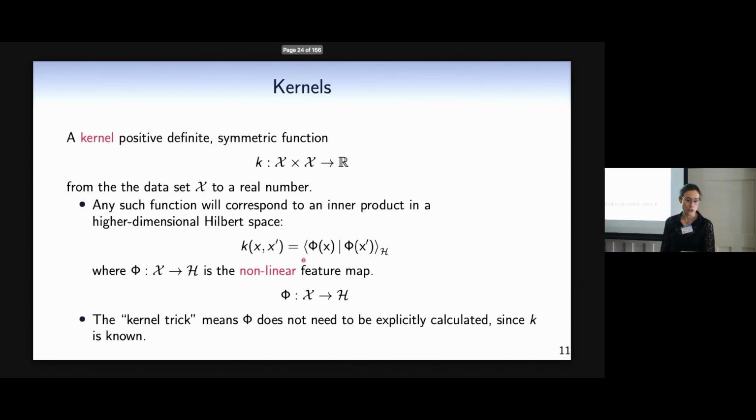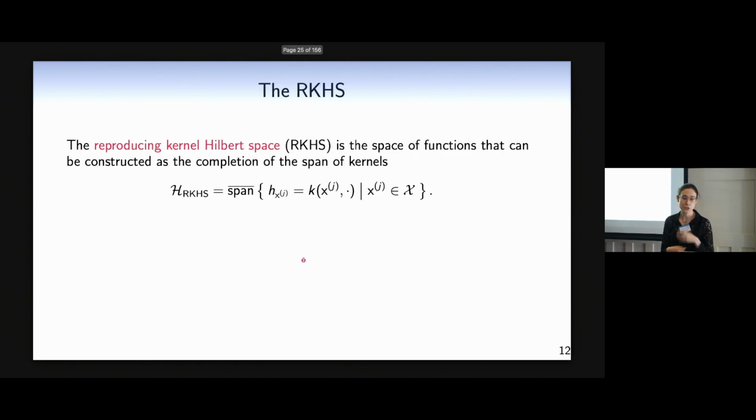OK. So given a kernel, there's also going to be an associated reproducing kernel Hilbert space. And that's just the completion of the span of all functions that can be constructed from your kernels.